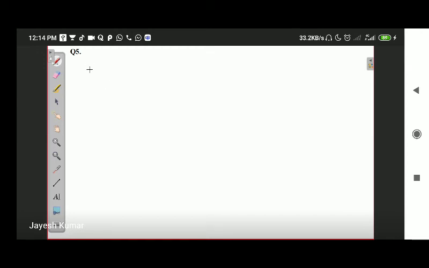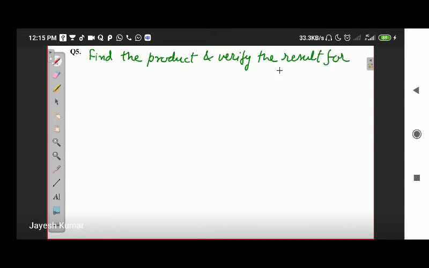Question number 5. I'm going to write down the question. If some of you still do not have the book, they can refer to it from here. Find the product and verify the result for x is equal to 1 and y is equal to 2.